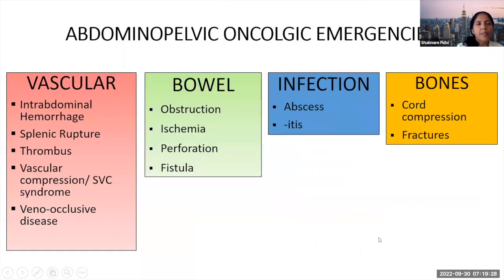So I talked about the vascular causes of oncologic emergencies. Now moving on to bowel, and what I'm going to discuss is obstruction, either proximal to the ligament of Treitz or distal. Distal can be small or large bowel. Also touch on ischemia, bowel perforation, and then fistula formation.